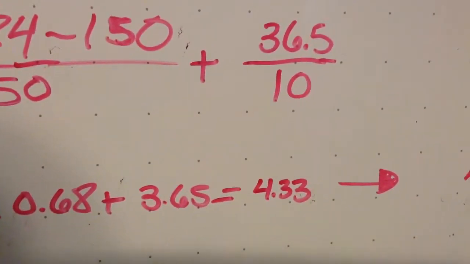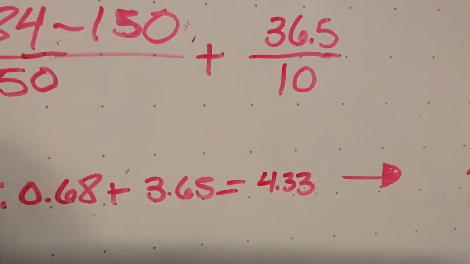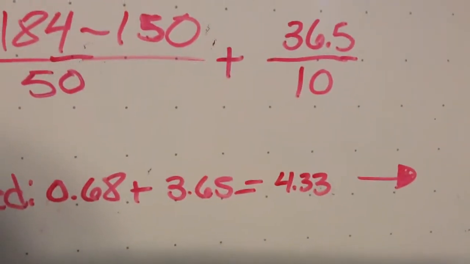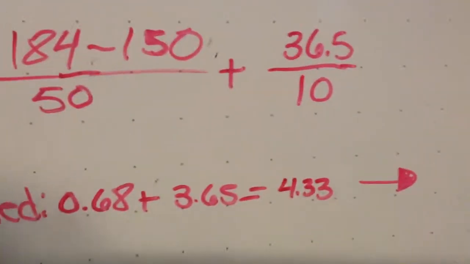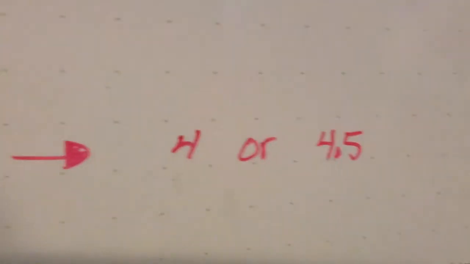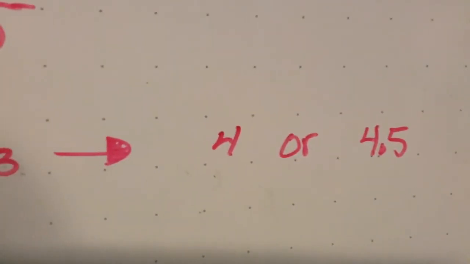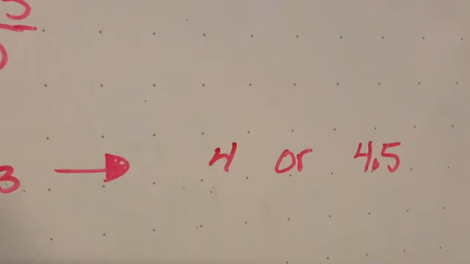Now you might be wondering, how do I do it? Do I go to 4? Do I go to 4.5? In this case, I would go to 4.5 because it's a little closer than it is to 4.